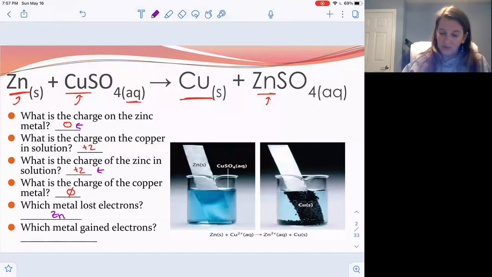Whereas the copper went from +2 to 0, and electrons are negative, so in order to go down to a 0 charge, a neutral charge, the copper had to have gained electrons, okay?